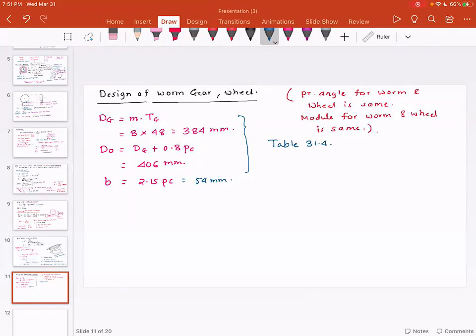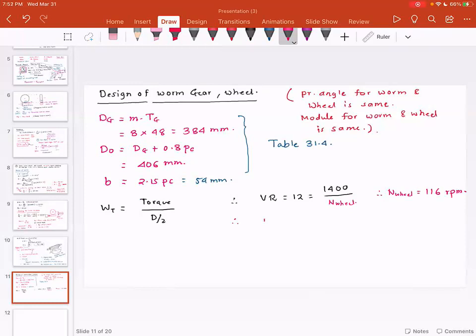With that, we are ready to move forward to find out the value of the tangential load. So WT, to find tangential load, what we need to do is we need to find out the value of torque divided by D by 2. So look at the velocity ratio. Velocity ratio is 12, which is nothing but 1400 divided by the speed of the wheel. So from here, N wheel is about 116 RPM.